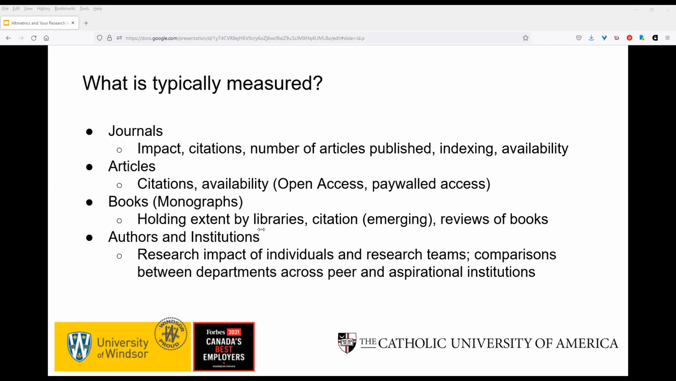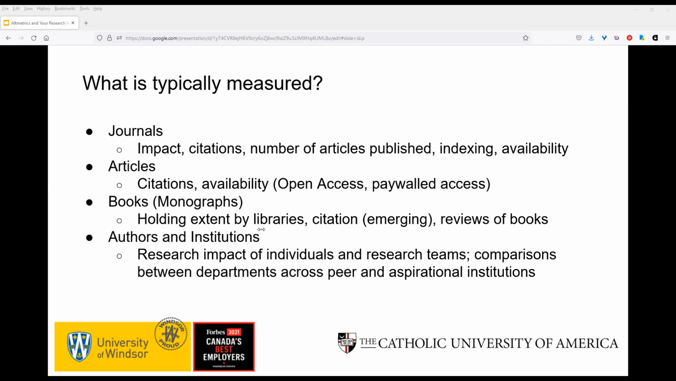Next are books. Traditionally, bibliometrics counted the number of books and the holdings in libraries and institutions. But what is emerging is the whole idea of citations of books. For example, you have a bibliography at the end of a book, and all of that can be counted. So there is a movement afoot to start counting those kinds of citations. And of course, there are the reviews of books that are provided.